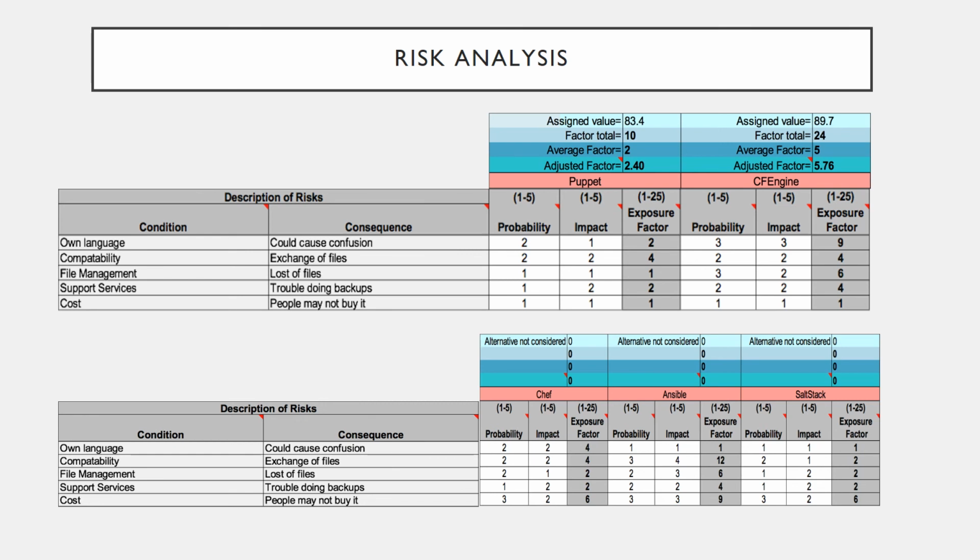It's going to be the same for impact, and we want to multiply those values, and it's going to give us an exposure factor, and at the end, the sum of these values is going to give you a total factor. So we have 24 as a total factor for CF Engine, and we have 10 as a total factor for Puppet. And we have an average factor, and we have an adjusted factor. So this adjusted factor is going to be subtracted from the previous step, from the scores that we got in the evaluation criteria, and we want to see the results at the end.